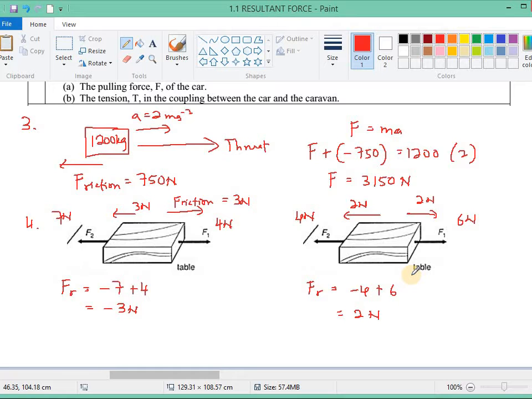What I'm trying to explain here is how the friction works. If you have an extra 1 newton, then the friction will be 1 newton. When this one is 2 newton, the friction will be 2 newton. When this is 3 newton, the friction will also become 3 newton. But when this one, let's say, becomes 3.1 newton, let's say that.